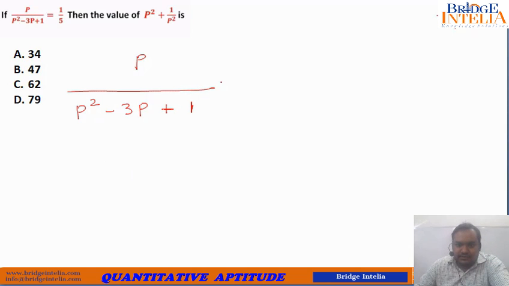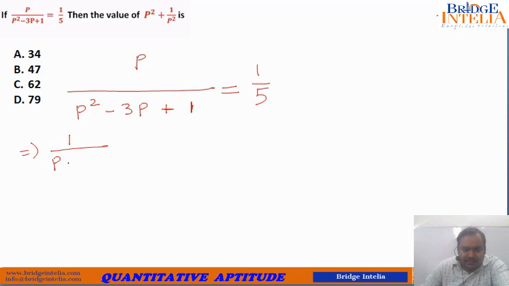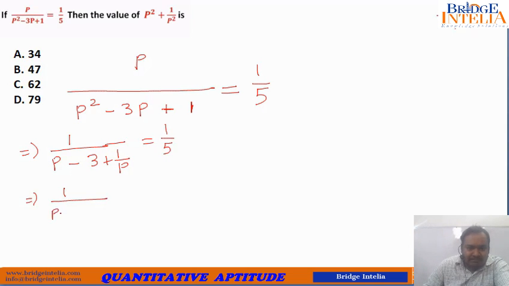So this is given to us. If you divide both numerator and denominator by p, you would get 1 by (p minus 3 plus 1 by p) is equal to 1 by 5. So this can be rewritten as 1 by (p plus 1 by p minus 3) is equal to 1 by 5. This is what you get.